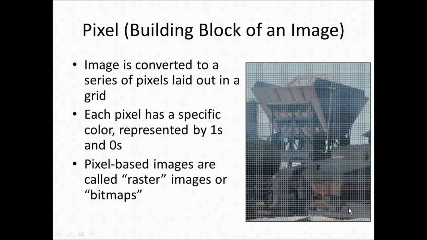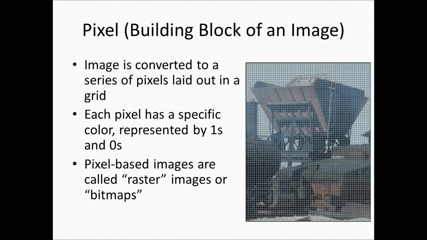All right, let's look at some of the building blocks of an image. Here on the right we have, I think, one of the first digitized images ever created. Basically, the image is converted into a series of pixels laid out on a grid. Each one of these little blocks is a pixel, and that's how computers represent visual information on the monitor, or how the printer represents it if it gets printed out. Each pixel has a specific color represented by ones and zeros, so it could be color or black and white. Pixel-based images are called raster images or bitmaps.